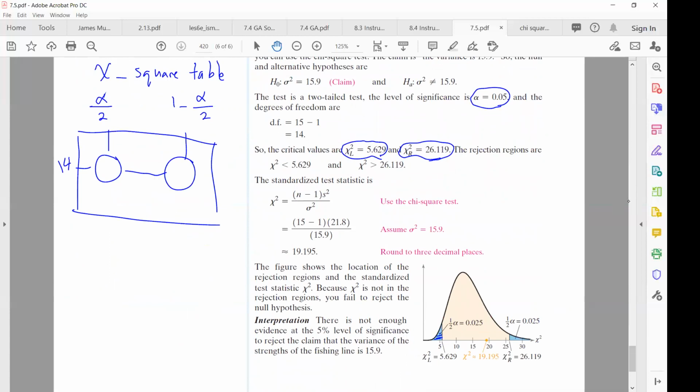Rejection regions are on the left and right hand side. Finally, you have to find your standardized test statistic, chi-squared, which is (n-1)s squared over sigma squared: 15 minus 1, times 21.8, over 15.9. Your test statistic is 19. Okay, 19 is between 5 and 26. It means that it's outside the rejection region. So we fail to reject the null hypothesis, and remember that the null hypothesis was your claim.